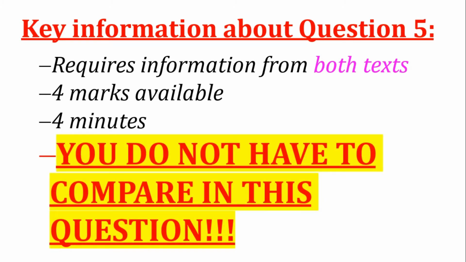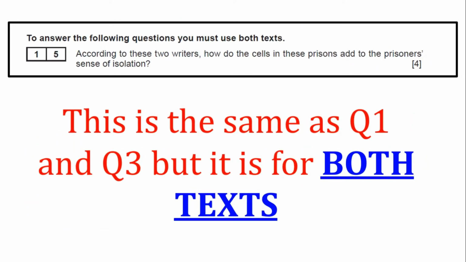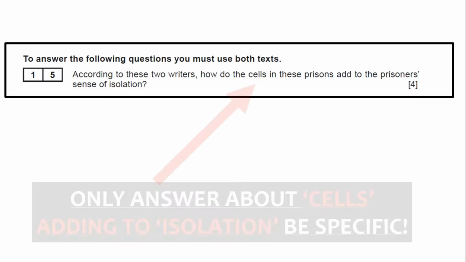spending 4 minutes. But the most important thing in this question is you do not have to compare. Even though you're talking about the 2 texts, you do not have to say, in text A it says this, in comparison in text B it says this. That's question 6. Question 5 is basically the same as question 1 and question 3, but it's about both texts. So you're finding information, you're searching for information.